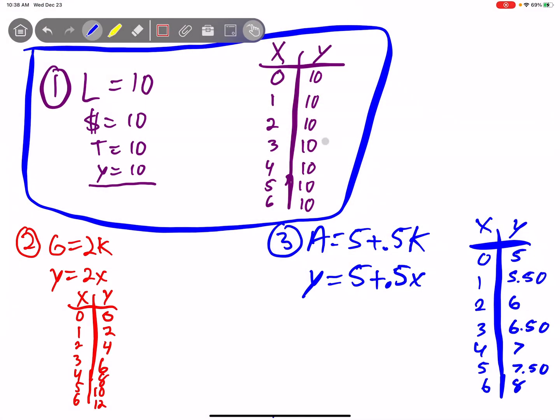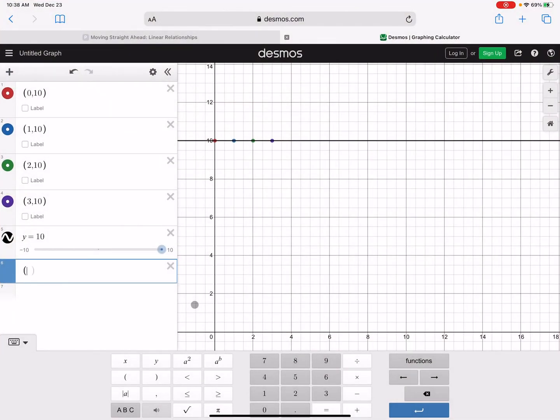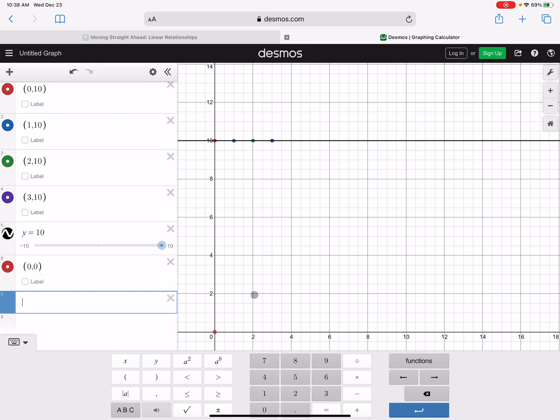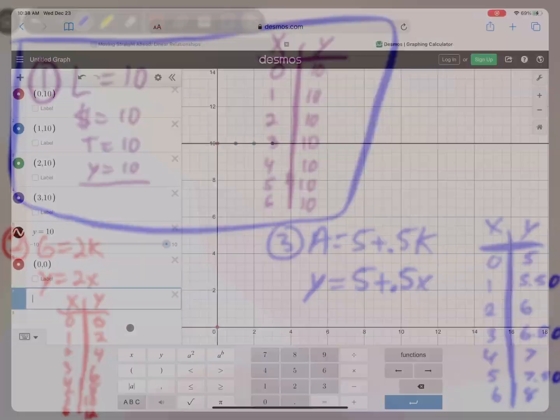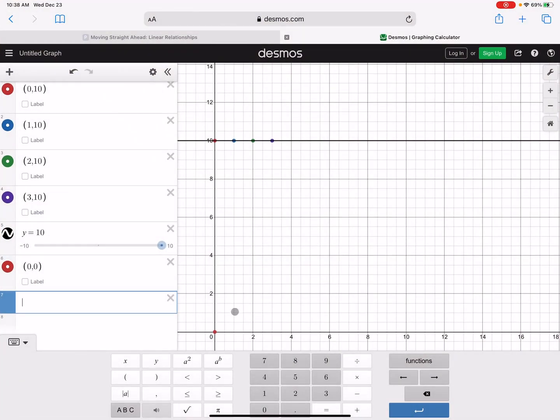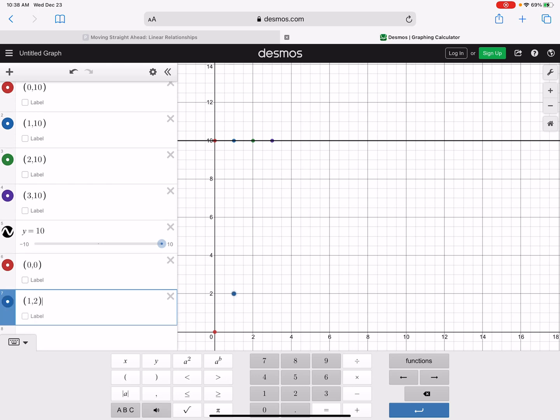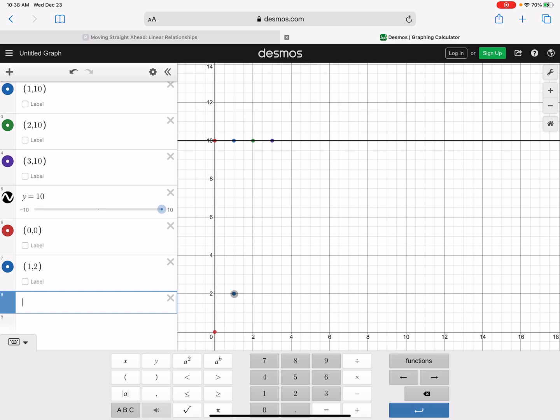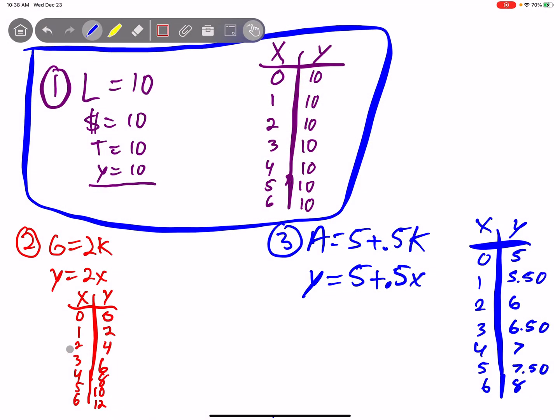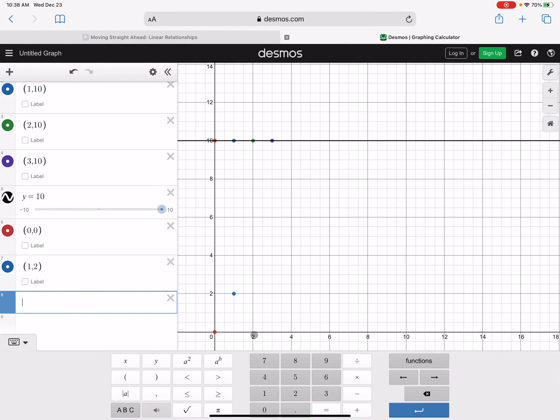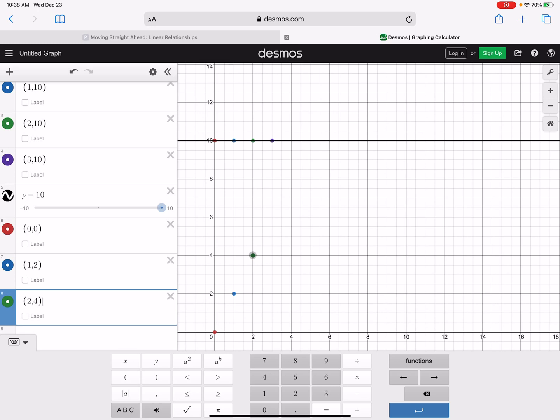Let's look at my next table for Gilberto. 0, 0. Okay? 0, 0's right here. So I've got 0, comma, 0. The next one was 1, comma, 2. Here's 1. Here's 2, so the next point's going to go there. Let's see if I'm right. Oh, look. First time for everything, right? And then the third one is 2, 4. So here's 2. Here's 4. 2, comma, 4.